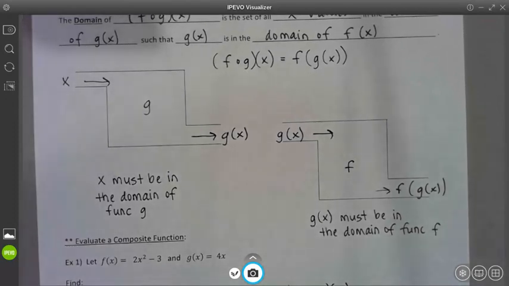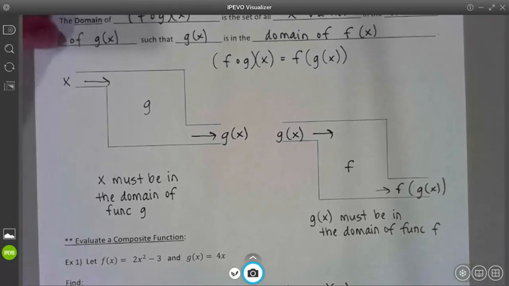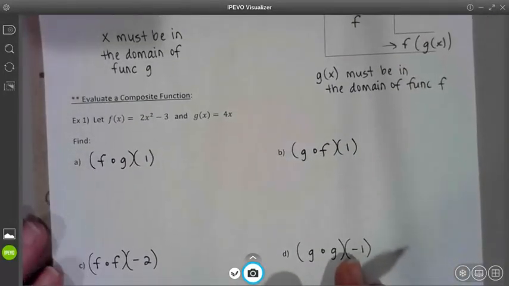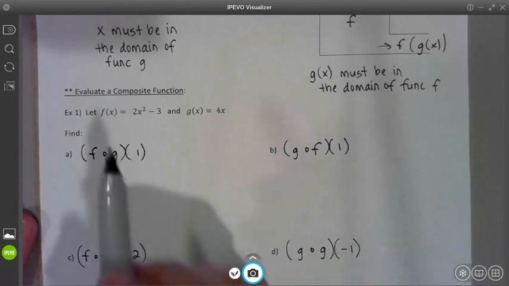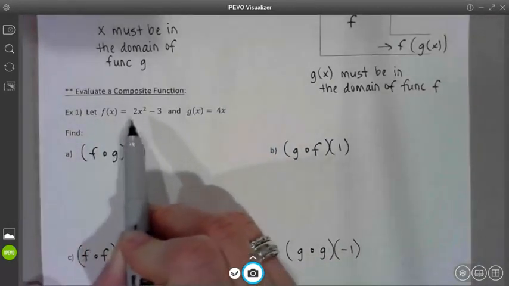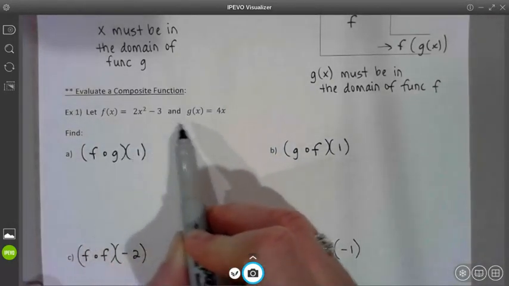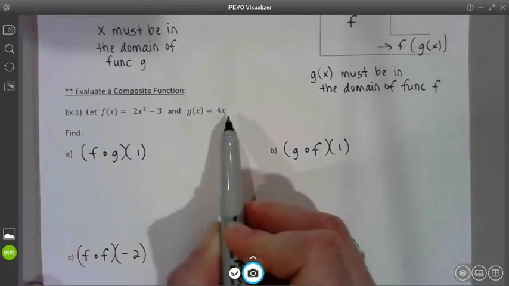All right, well, there's a couple things they're going to ask us to do. First, they're just going to start off by asking us to evaluate it, and that's probably the easiest way to work with a composition. All right, so first they've given us, let f of x be the function 2x squared minus 3, and let g of x be the function equal to 4x.